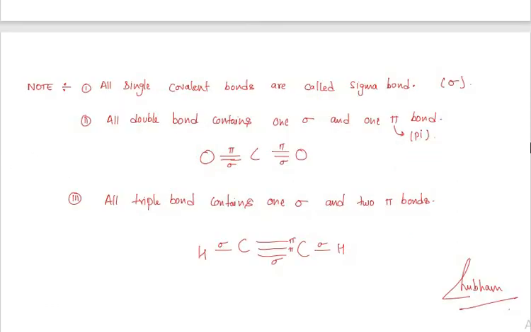All single covalent bonds are called sigma bonds. If there is a single bond between 2 atoms, it must be a sigma bond. If a double bond exists between 2 atoms, there is 1 sigma bond and 1 pi bond. In a double bond, there is 1 sigma bond and 1 pi bond. And if a triple bond exists, as we discussed in ethyne, there will be 1 sigma and 2 pi bonds between the 2 carbon atoms. The bond between carbon and hydrogen is always a single bond. Hence, we can say the bond between carbon and hydrogen is a sigma bond.